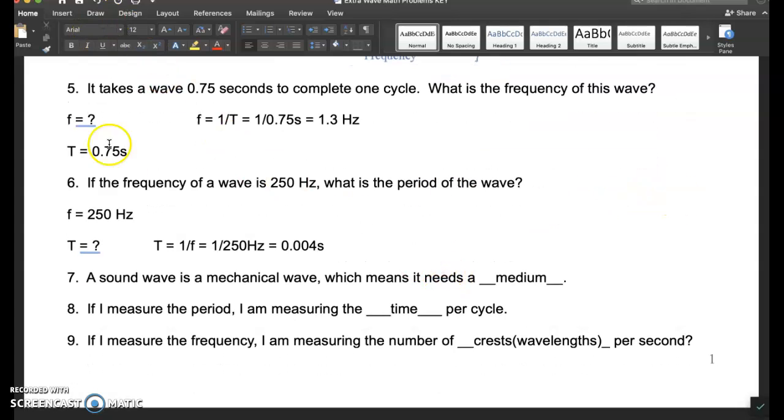Okay. And last 3 questions. Mechanical waves, like sound waves, require a medium. Electromagnetic waves, like light, do not require a medium. If I'm measuring period, I'm measuring the time per cycle. If I'm measuring frequency, I'm measuring the number of wavelengths per second. So 250 hertz tells me that I get 250 wavelengths that pass the same point over and over again within 1 second. Okay, so that's our extra wave review problems. Let me know if you have any questions.